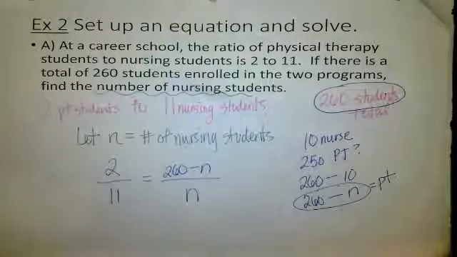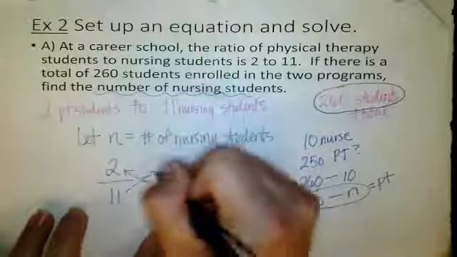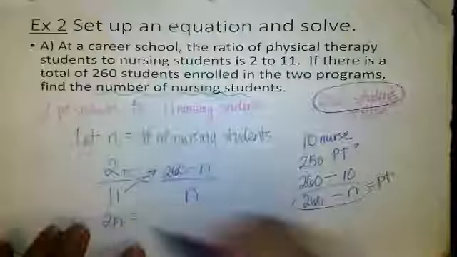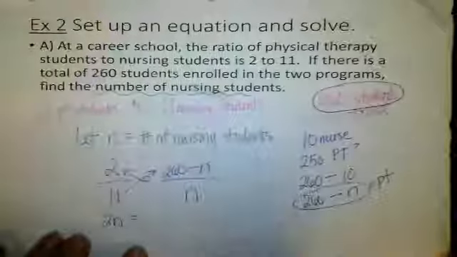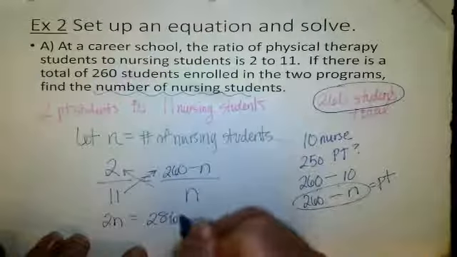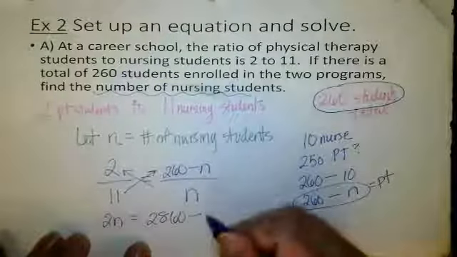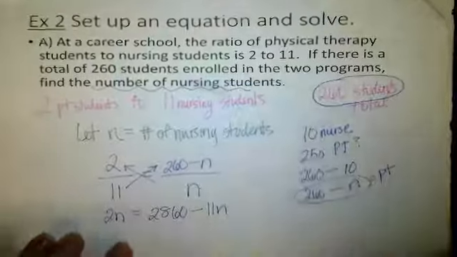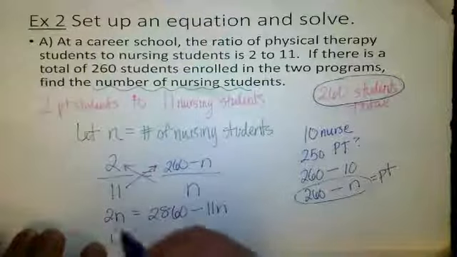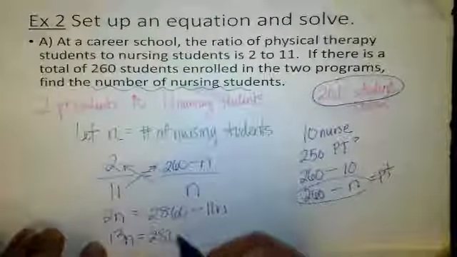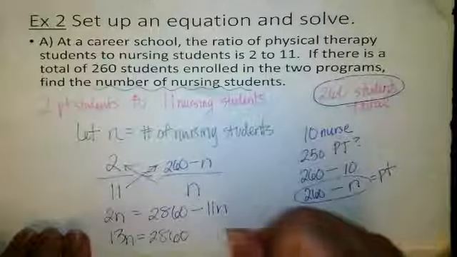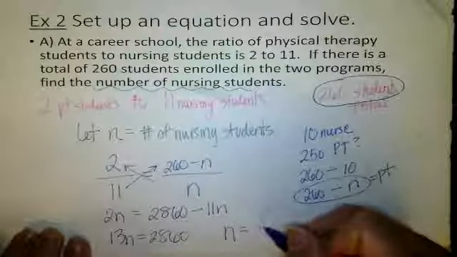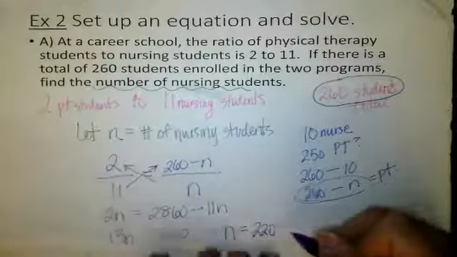What should we do? Cross multiply. Okay. So we can cross multiply. So I would have 2n equals 11 times 260. 2,860. You guys are good. Minus 11n. And so I'm going to add the 11n in. That's going to give me 13n equals 2860. And it turns out that the number of nursing students is 220.